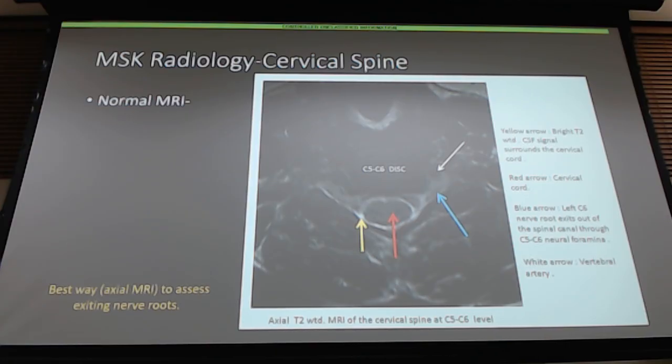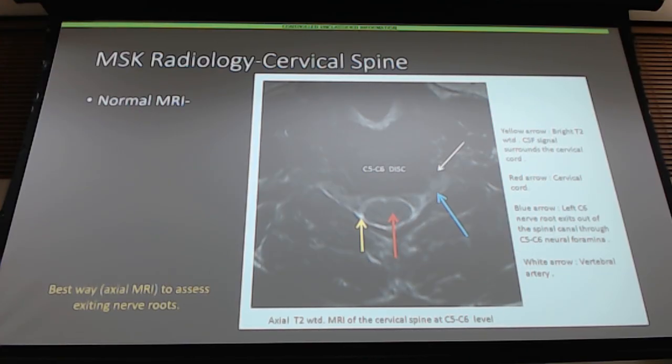And then the blue arrow is the nerve root exiting. So this tells you that it's a C5, C6 disc. C5, C6. So what level is the nerve exiting out of? Is it below C5 or is it below C6? C6. Don't be fooled by that, okay?